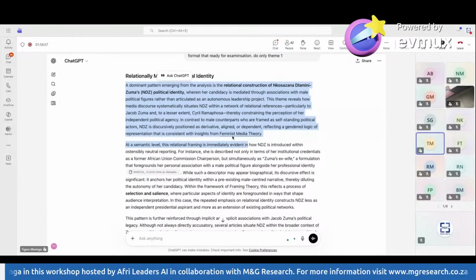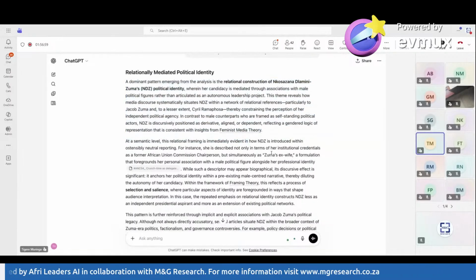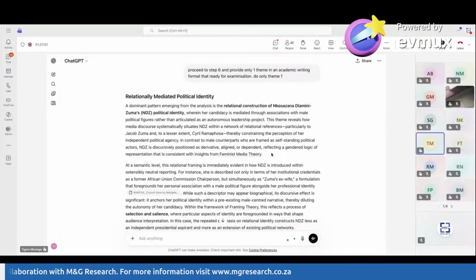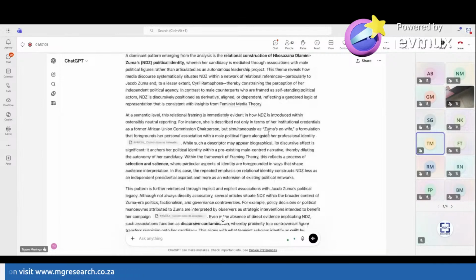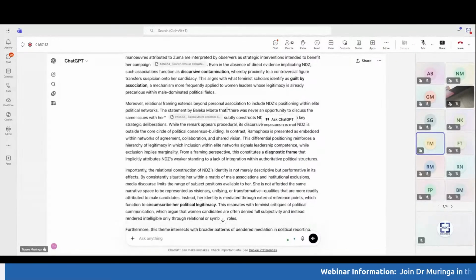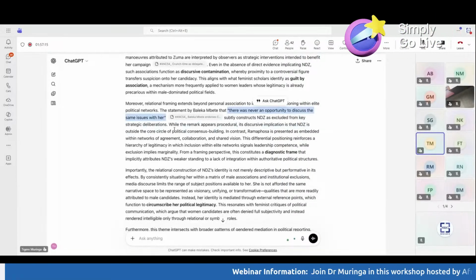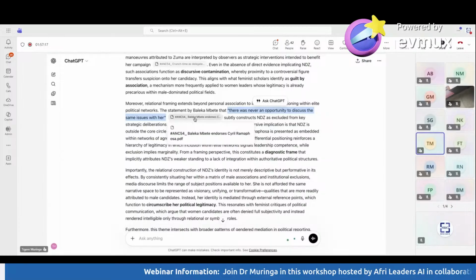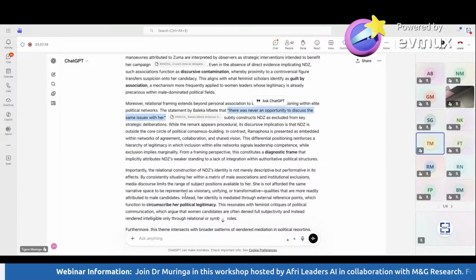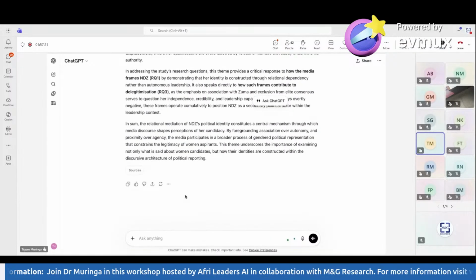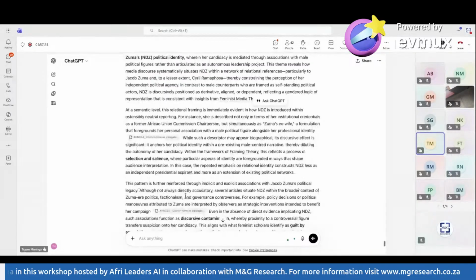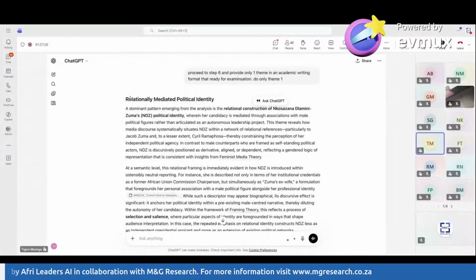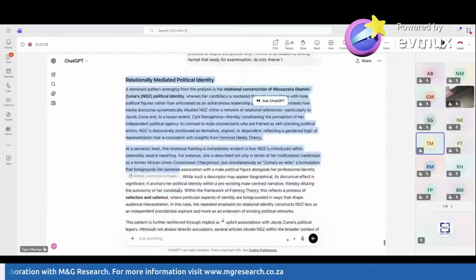Remember, I've situated my analysis within framing and feminist media theory, right? So it has all those pointers. This is directly straight from the data. All these direct quotations are the verbatims that were taken from the data, and we have a reference to the article where the data is taken from. So it has given me a rough draft of what each and every theme section would look like in my dissertation or my presentation.